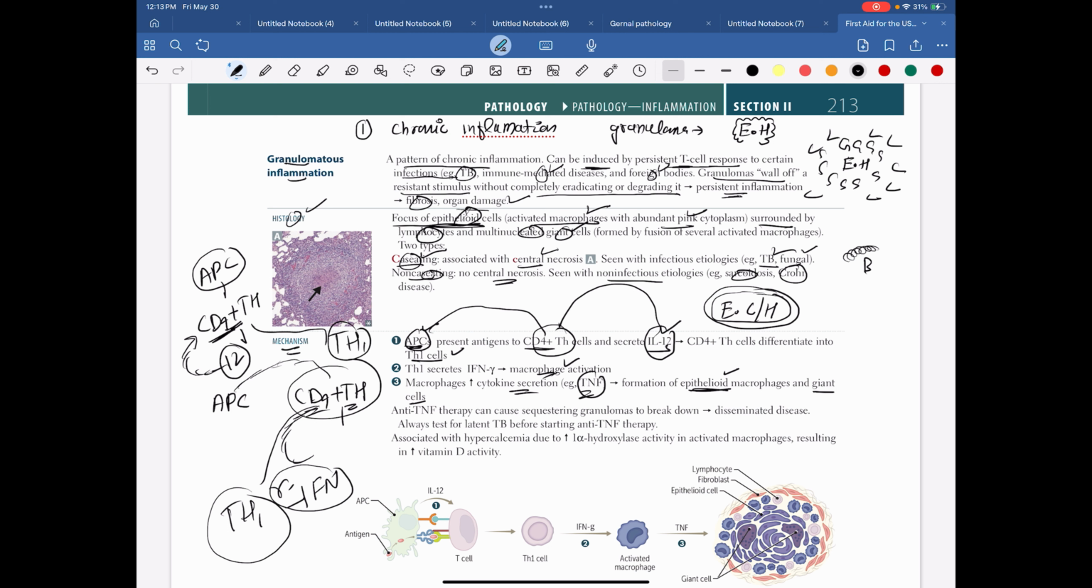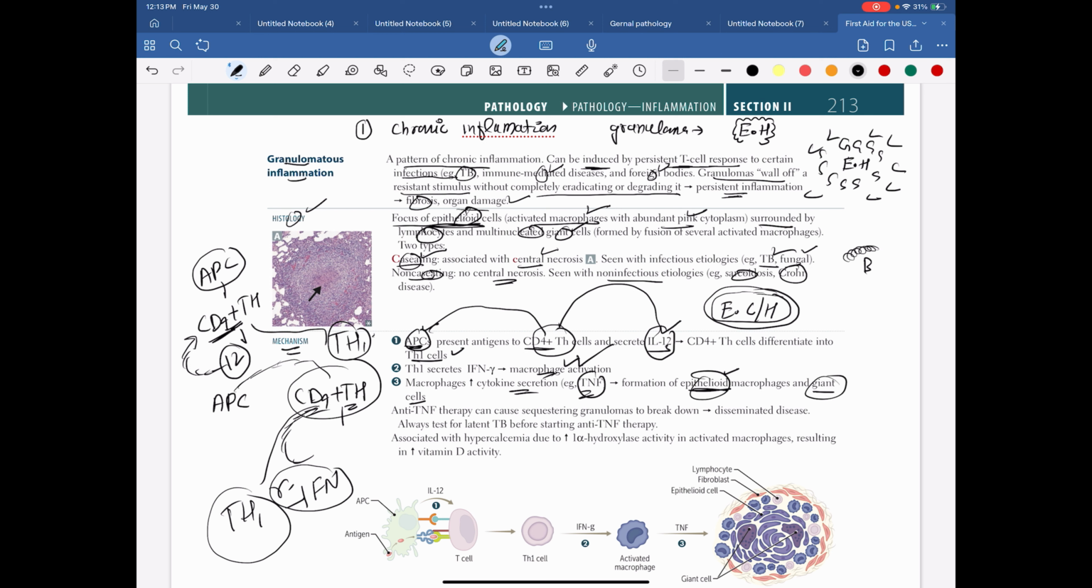When this T helper 1 cell forms, it will produce gamma interferon, and this gamma interferon will activate the macrophages. When the macrophages are activated, they will produce cytokines like tumor necrosis factor, and this tumor necrosis factor will convert the macrophages into epithelioid cells and giant cells.